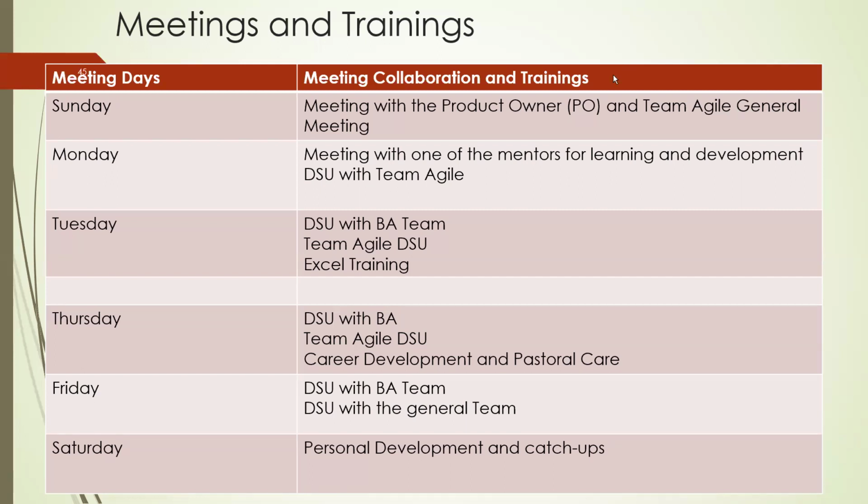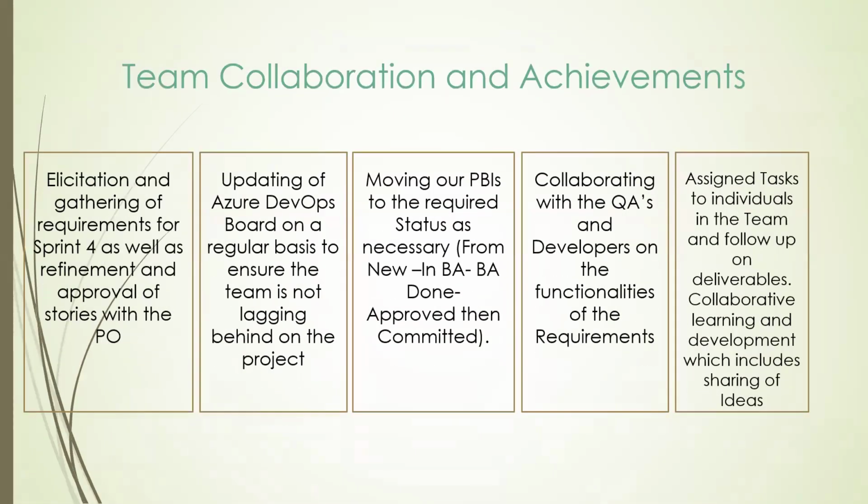Next slide. Our team collaboration and achievements for this sprint: we elicit and gather requirements, and we refine them with the PO, and approved requirements are approved by the POs. Then we update our job board as necessary, moving the PBIs to the right status, from in BA to BA done, approved, and committed. We also collaborated with the QAs and developers on the functionality of the requirements and assigned tasks to members of the team.